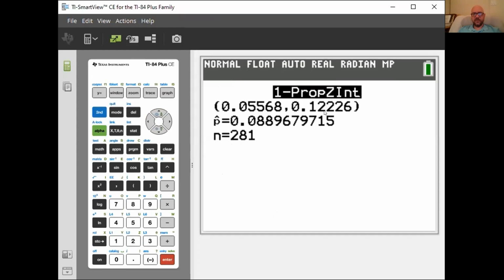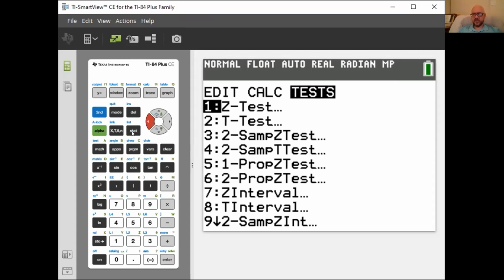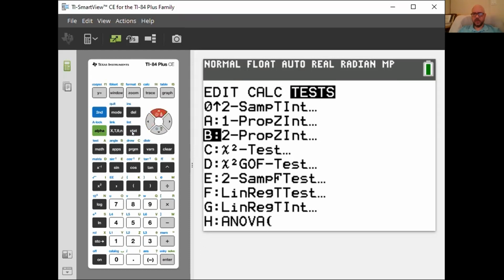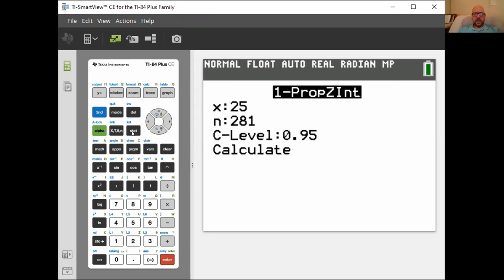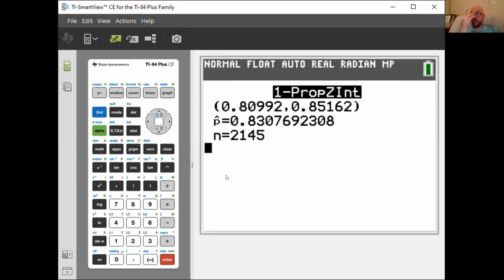Let's do B. B was a 99% confidence interval with 1,782 successes in 2,145 trials, so a much larger sample size. Stat tests, 1-PropZInt. We had 1,782 successes in 2,145 trials with a confidence level of 99% this time. There you go. There's your info. Not much to it. I'm really just asking the questions in the notes to get you to practice hitting the buttons on the calculator so that it becomes more natural to you.